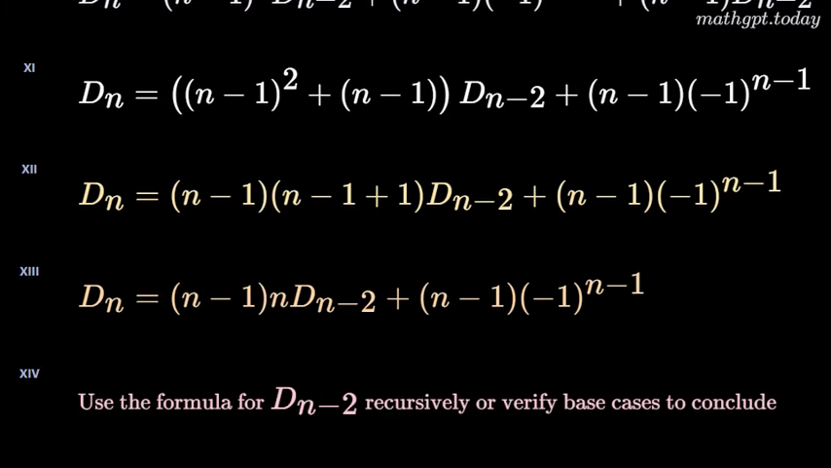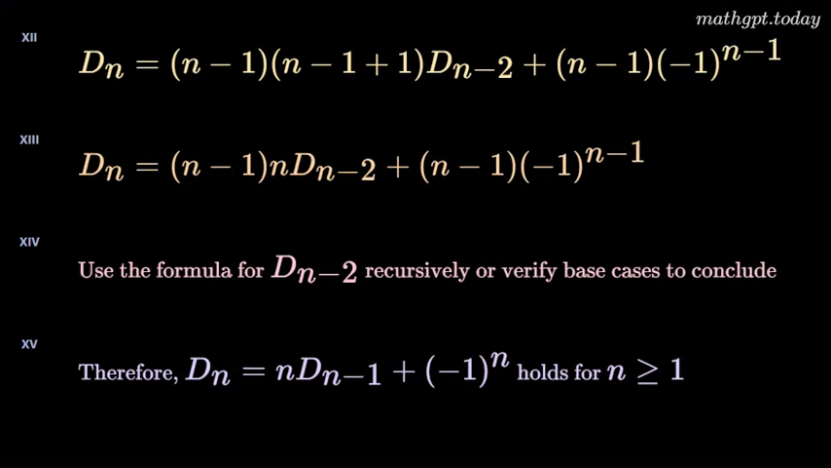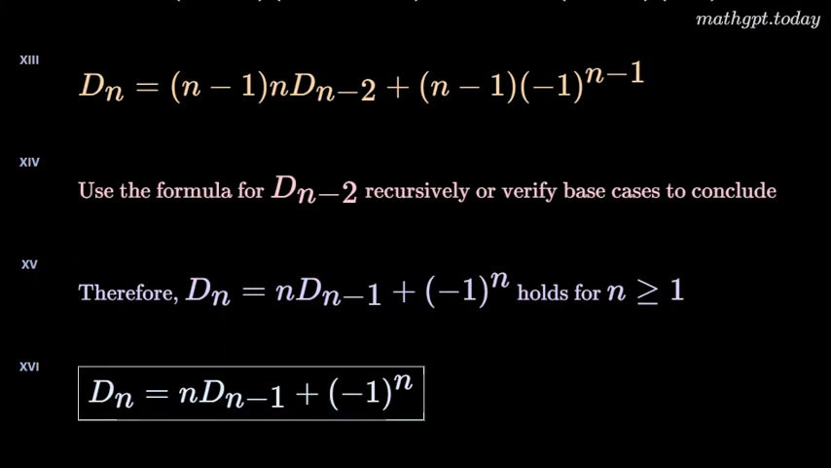Therefore, we conclude that d_n equals n times d_{n-1} plus (-1)^n holds true for n greater than or equal to 1. Finally, we box the result, stating that d_n equals n times d_{n-1} plus (-1)^n.